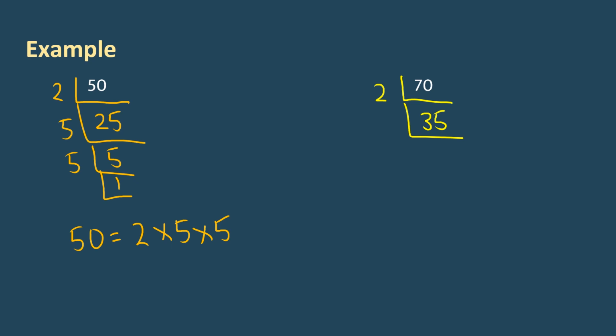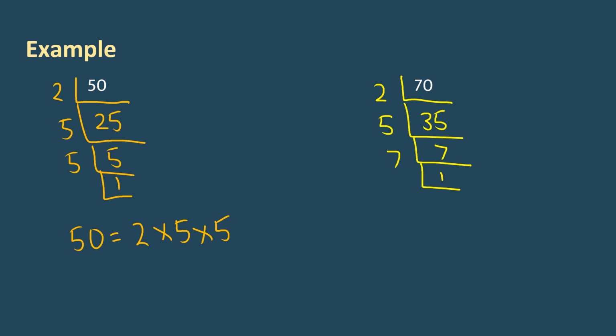35 can't divide by 2. We move on to 3. 35 can't divide by 3. So we move on to the next number, which is 5. So 35 divided by 5 is 7. And then 7 cannot divide by 5. So we move on to the next number, which is 7. So it's 7 and 1.